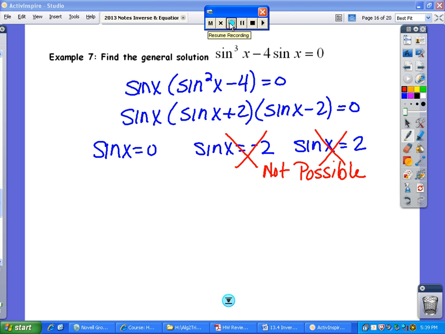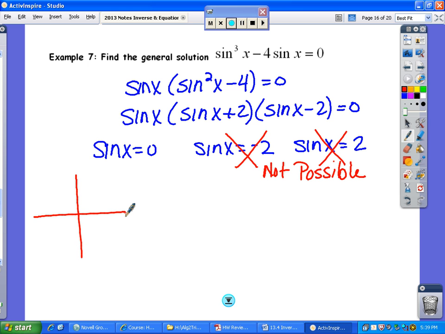Okay, so let's think about it. What do we got? Where is sine 0? So where are the y coordinates 0? We're here, we have (1, 0), and over here at pi, we have (-1, 0). So sine is 0 at both 0 degrees and pi.